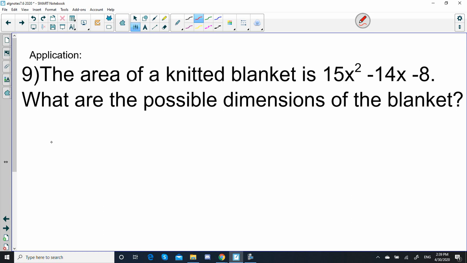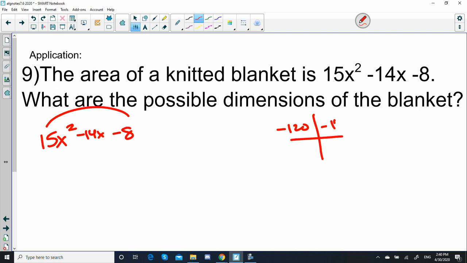All right, so if I write it down here, it says the area of the knitted blanket is 15x squared minus 14x minus 8. What are the possible dimensions of the blanket? So we have to factor this trinomial. So we have to multiply here. 15 times 8, let's see, using my calculator, is negative 120. And we want those factors to add or subtract to negative 14.